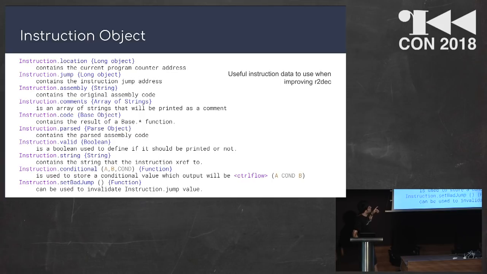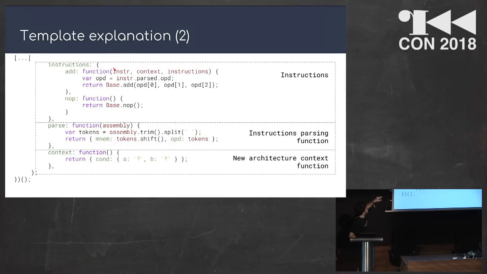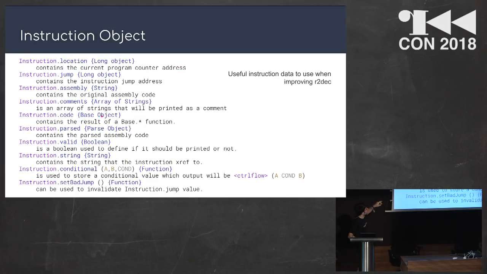You will have the code one, which is the value that is assigned to the function. For example, when it's called add and it returns this base add object, the return value will be inserted into this variable.